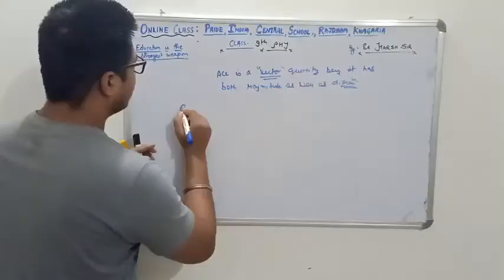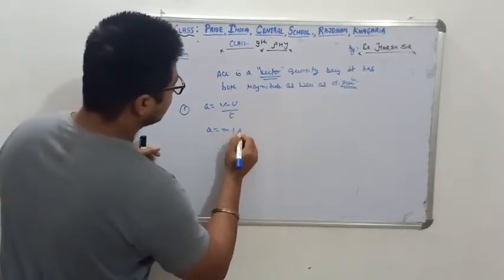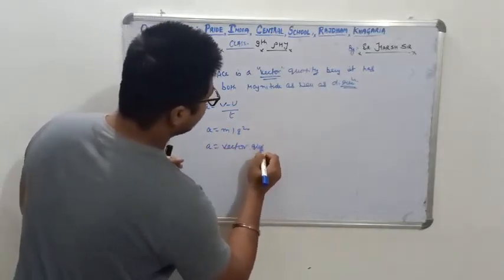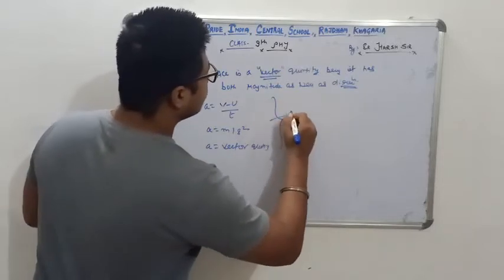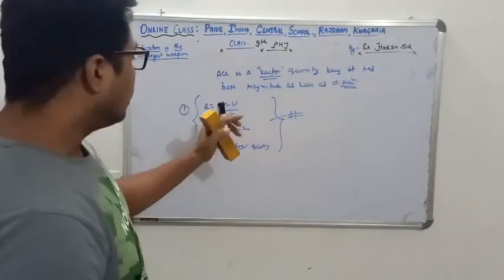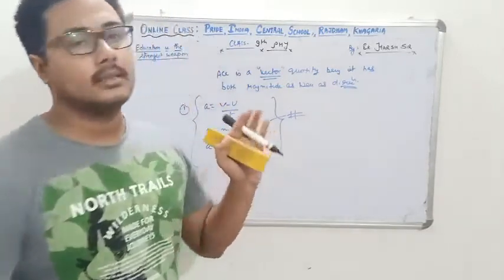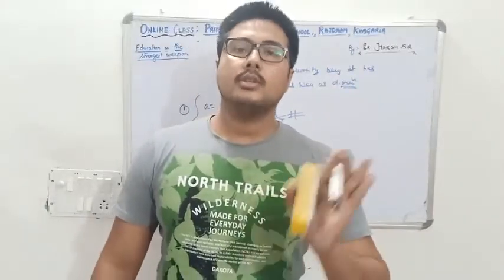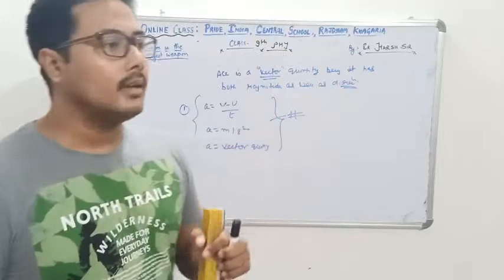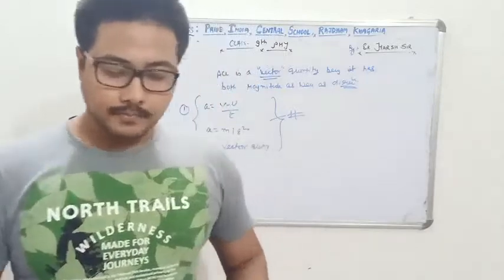So what did we see here? We saw that a is equal to v minus u divided by t, acceleration is meter per second square, and acceleration is a vector quantity. These are the three most important aspects of acceleration. If someone asks about acceleration, you must tell what acceleration is, what its unit is, and whether it is a vector or a scalar quantity. Okay, now we will move ahead. There are two types of acceleration: uniform acceleration and non-uniform acceleration.